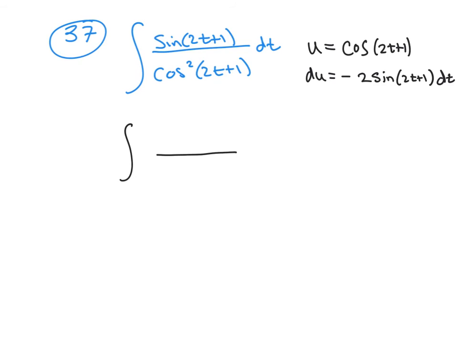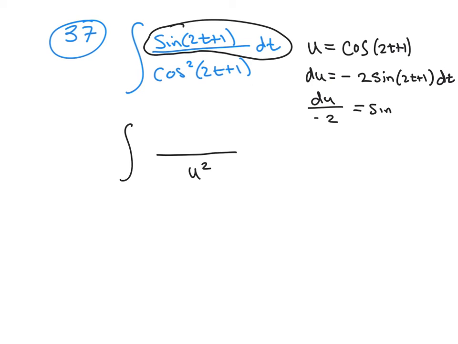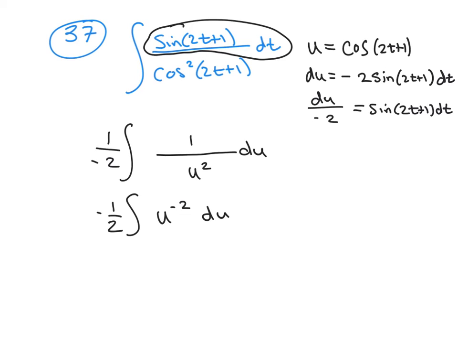Okay, so now let's make the substitution. Right now I've got that cosine of 2t plus 1 is u, so this is u squared. And this guy here can be replaced with du divided by negative 2. I usually write it like this, du divided by negative 2. I usually put the constants out there. Okay, and now a better way to write 1 over u squared for the purpose of taking antiderivatives might be u to the negative 2, because we can undo the power rule.